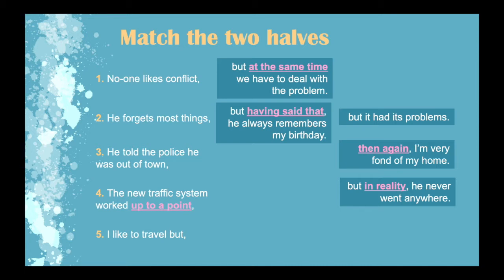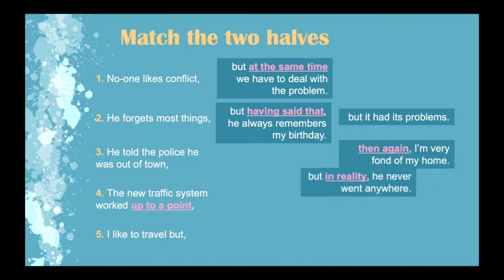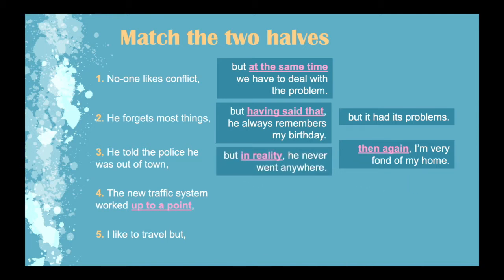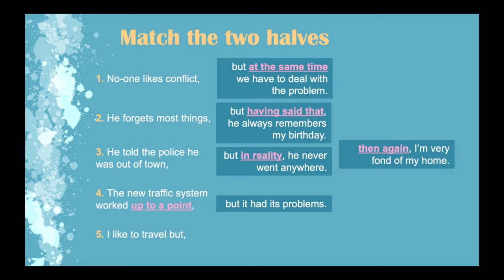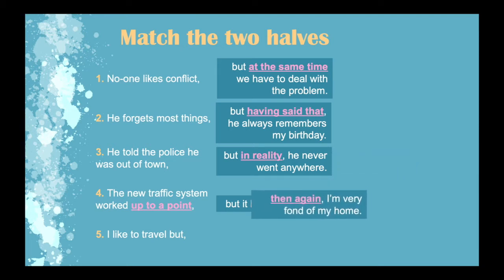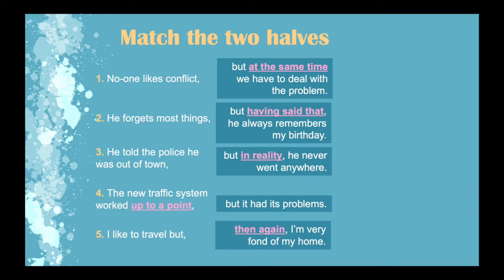Number 3. He told the police he was out of town. But in reality, he never went anywhere. Number 4. The new traffic system worked up to a point. But it had its problems. So the fact that it worked has a limitation because it didn't work fully, right? And 5. I like to travel. But then again, I'm very fond of my home. So now this activity is meant for you to see these phrases in use, in context. So I hope that this helps.